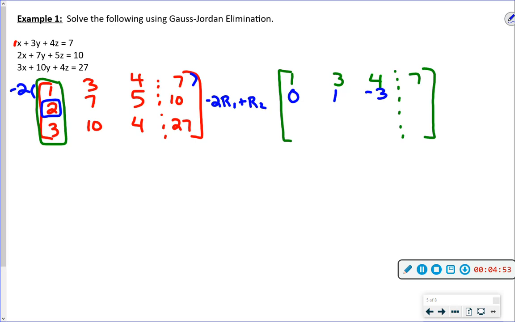-2 times 7, -14. What's -14 plus 10? -4. And the third row stays the same? We're going to do the third row here in a second. Now, third row.